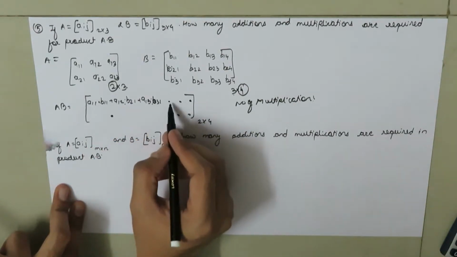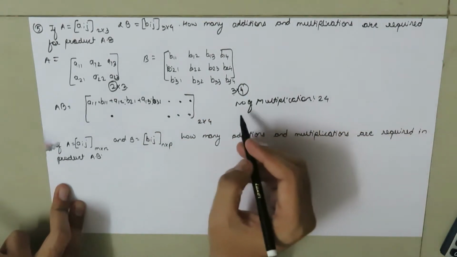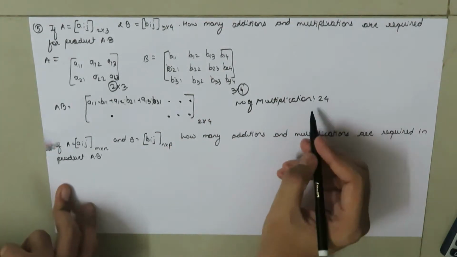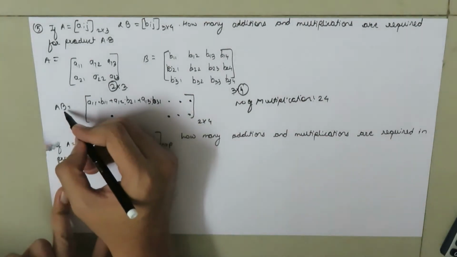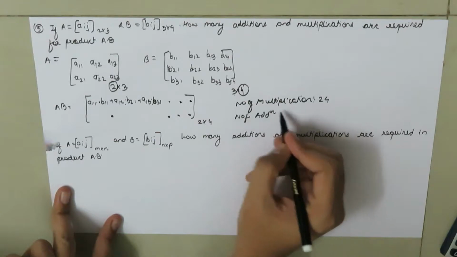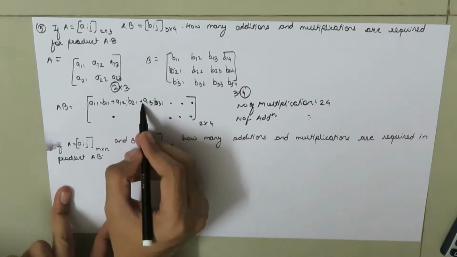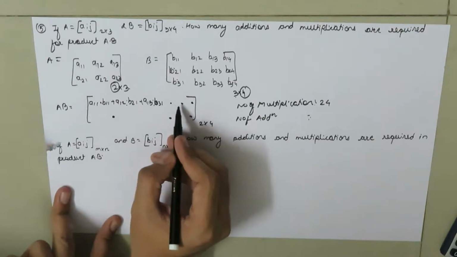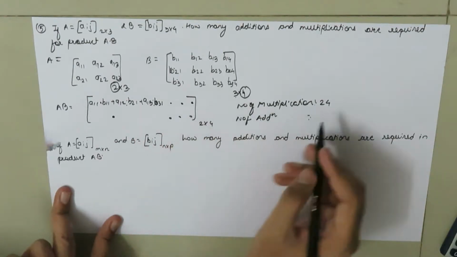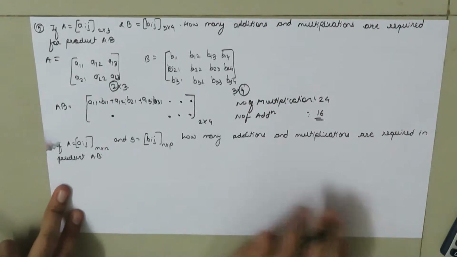So 3 ones are 3, 3 twos are 6, 3 threes are 9, 3 fours are 12, 12 twos are 24. So we have to do 24 multiplications to obtain matrix AB, and the number of additions: here we have 1 addition, 2 additions, so 2, 4, 6, 8, 8 times 2 is 16. So 16 additions we need to do to find the matrix AB.